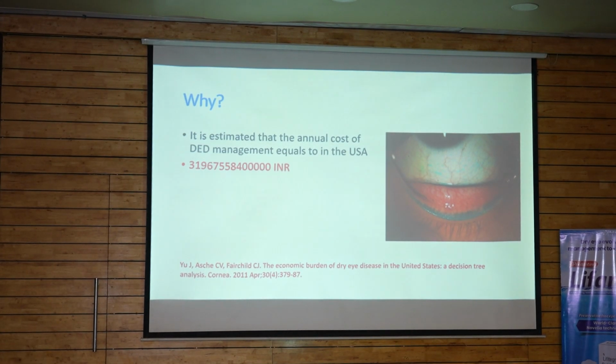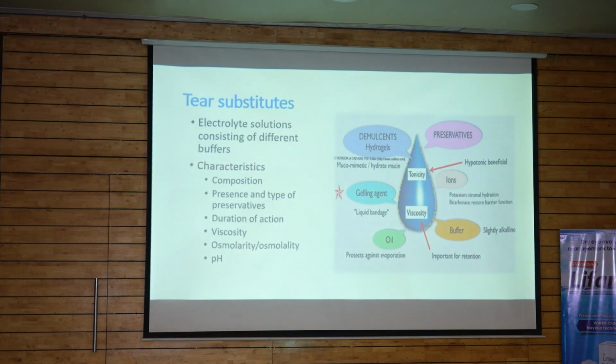What we're trying to do is, as far as possible, increase the tear film so that we do not damage the ocular surface. I think both the initial speakers have already given a brief outline of how dry eye affects the surface. Tear substitutes are always the first line of treatment. If you properly choose the artificial tear or tear supplement, most cases of dry eye can be managed.